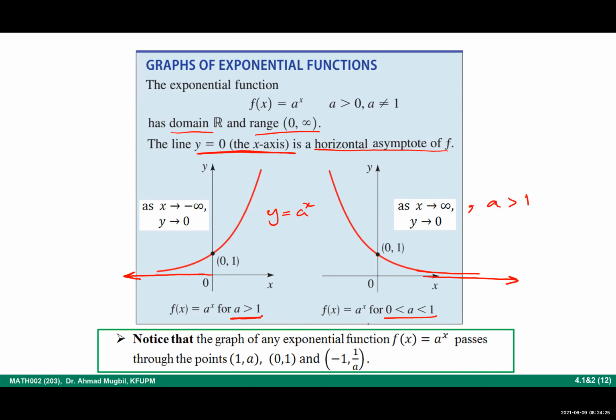What is common between the graphs of a to the power x? All of them pass through the point (1, a), because a to the power 1 is a. All of them pass through the point (0, 1), and all of them pass through the point (-1, 1/a).